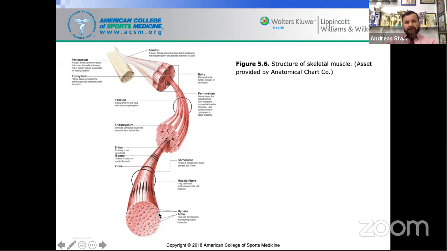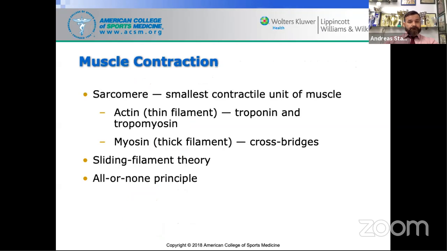Inside the muscle fiber, we have the actin and the myosin. A bundle of muscle fibers is called a fascicle. And if we put a lot of fascicles together, we have the muscle we're talking about. Cool? All right. So the sarcomere, as I said, is the smallest contractile unit of the muscle.